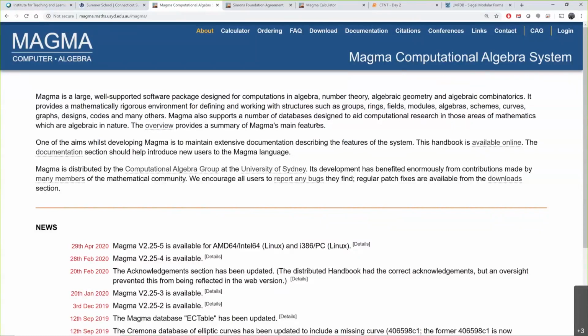This is my third lecture in my mini course at CTNT 2020 on computations in number theory research. What I'm going to do today is an overview of Magma. I haven't done it yet. I plan to post a basic video of more basic things in Magma than what I'm going to do today.